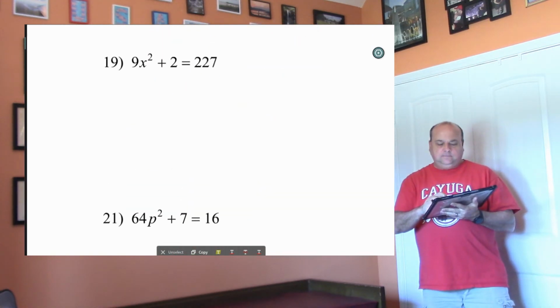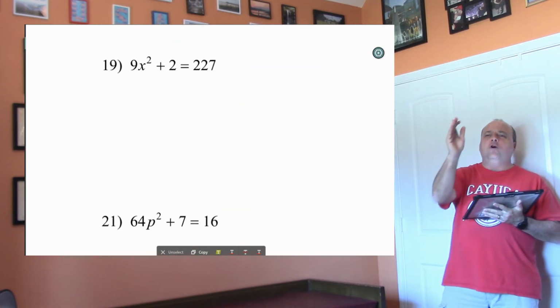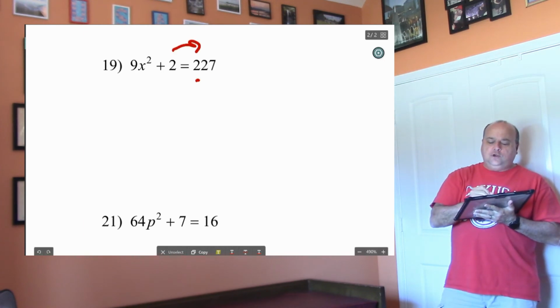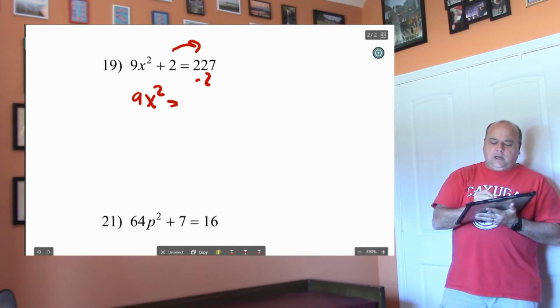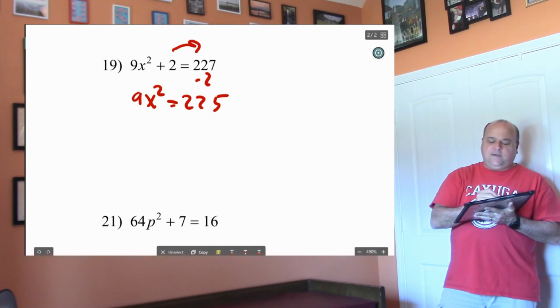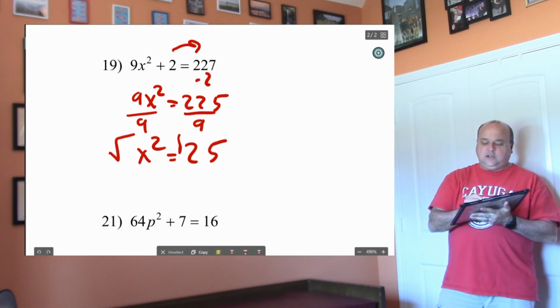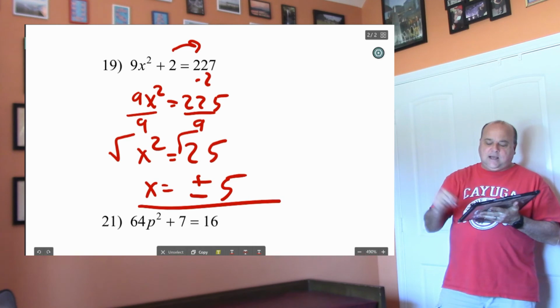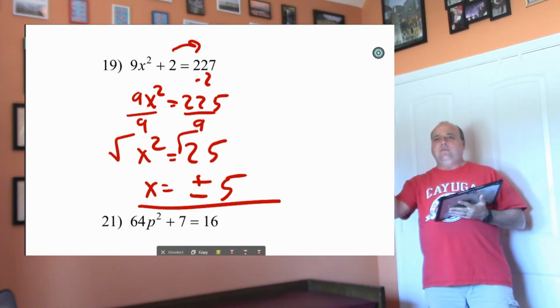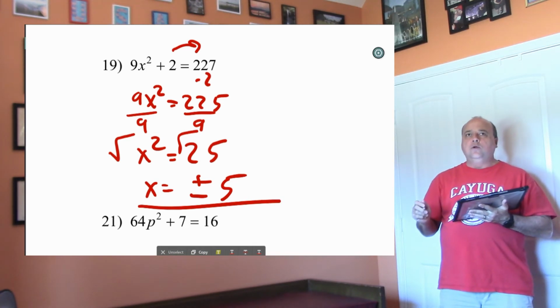Number 19, piece of cake. Isn't this fun? Move over the 2. So we'll get 9x squared equals 225. Divide by 9. We'll get x squared equals 25. That's a perfect square. It's square root, square root. X is going to equal plus or minus 5. So at plus and minus 5, the parabola will cross the x-axis.